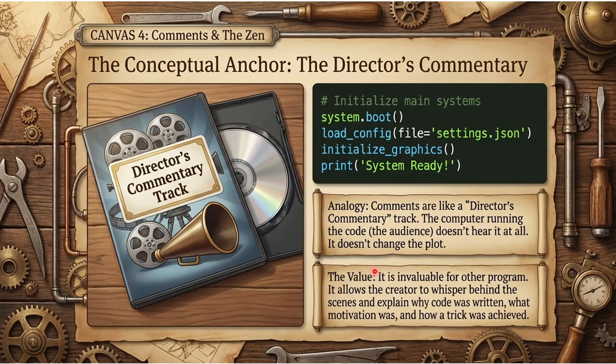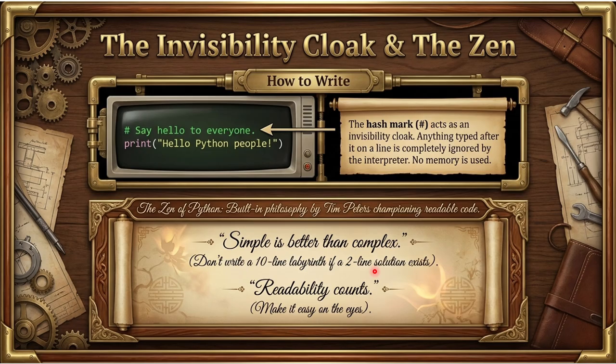So now let's move on to the next slide. The invisibility cloak and the Zen. How do you write it? You start with the hash mark symbol. Anything typed after this hash symbol on a line will be completely ignored by the interpreter. So no memory will be used.